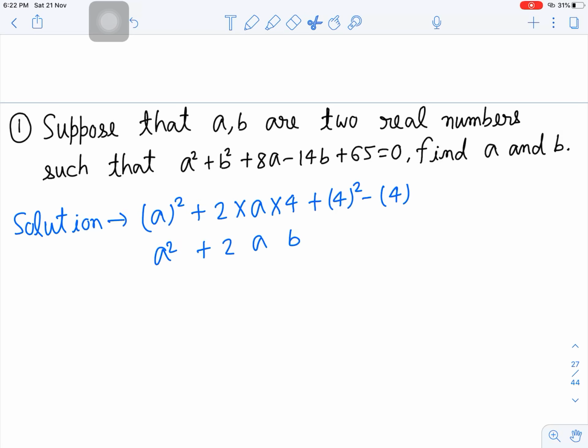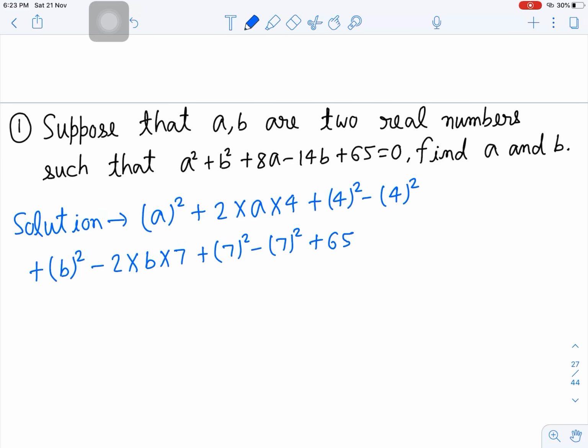Okay, so you do it like this, and next you will take the b term. So the b term is b whole square, and then you have minus 14b. Now minus 14b again we need to write in the form of 2ab. So we can write it as 2 into b into 7. Now this term is like a square and this term is like 2ab. So in place of b we have 7. So we can write 7 whole square. Then to balance it we need to write minus 7 whole square plus 65 equals 0.